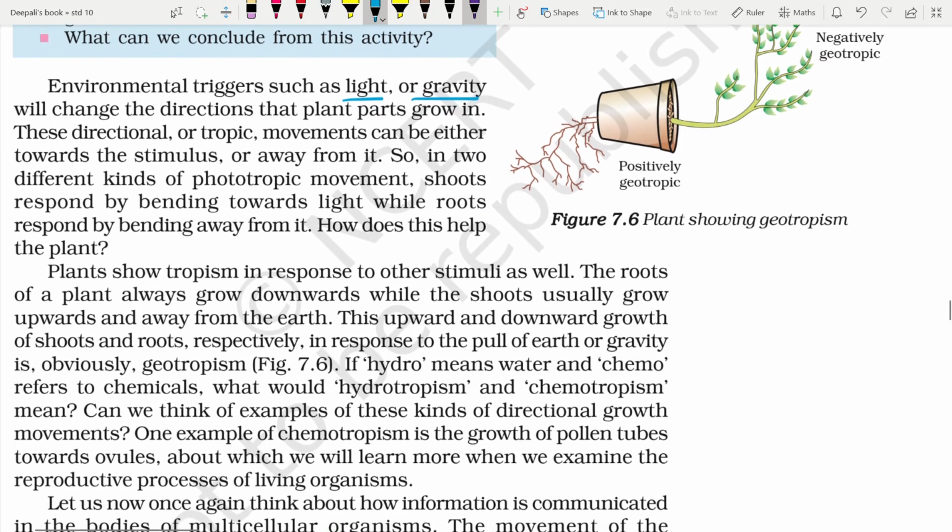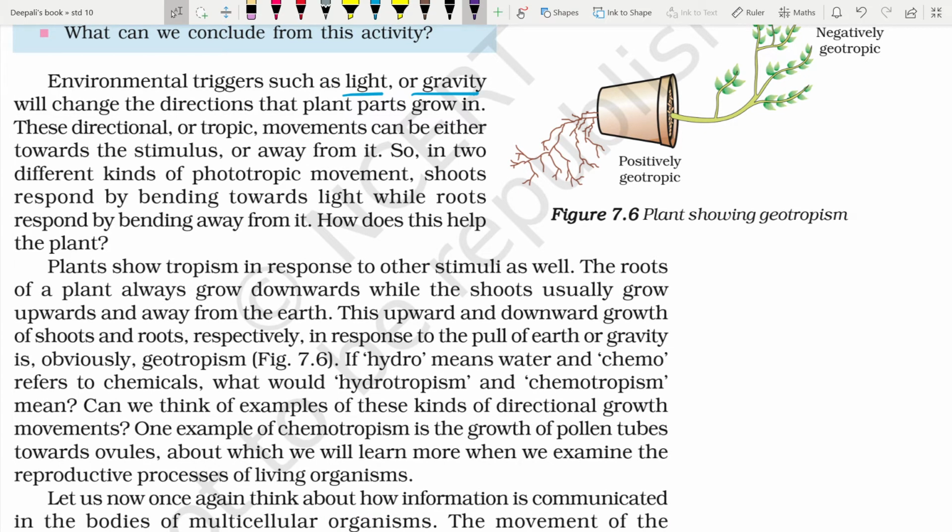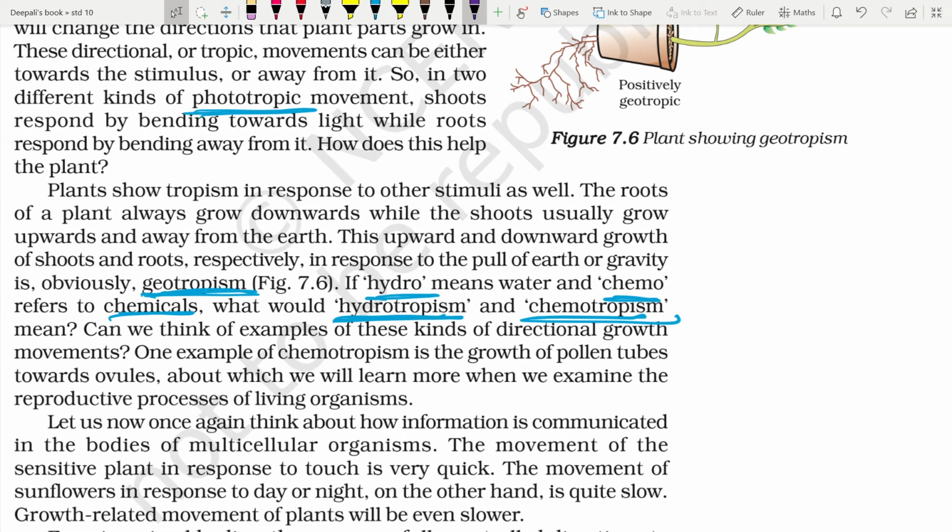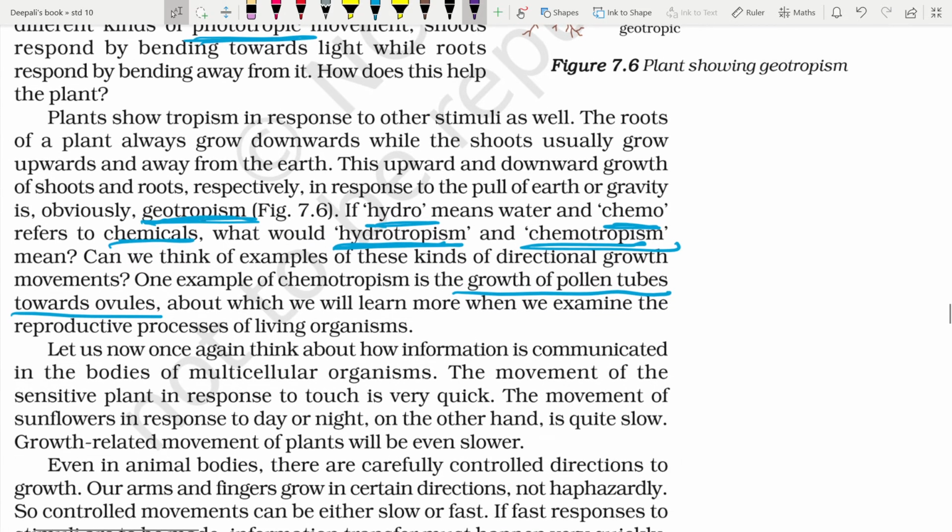Now plants show tropism in response to other stimuli as well. The roots of a plant always grow downwards while the shoot usually grows upwards and away from the earth. This upwards and downwards growth of shoot and roots respectively is a response to the pull of earth or gravity, which is obviously geotropism. Hydro means water and chemo means chemical, so it is hydrotropism and chemotropism. Can we think of examples of these kinds of directional growth? One example of chemotropism is the growth of the pollen tube towards the ovules, about which we will learn when we examine the reproductive process of living organisms.